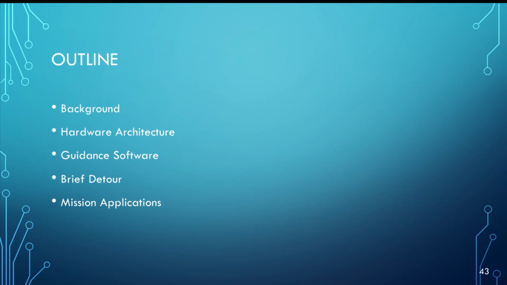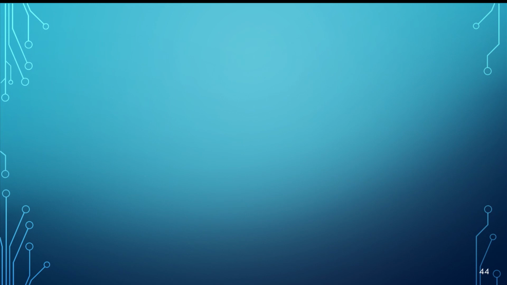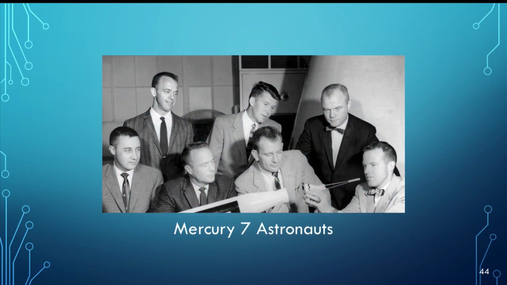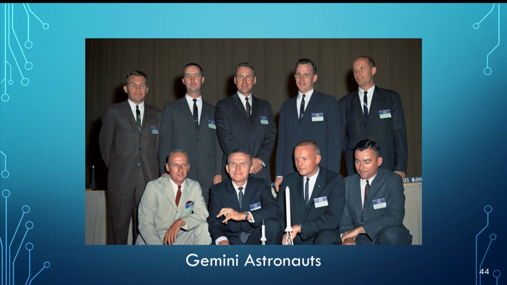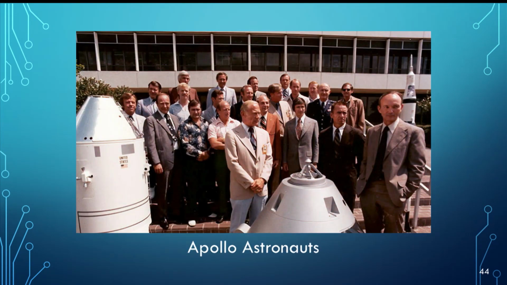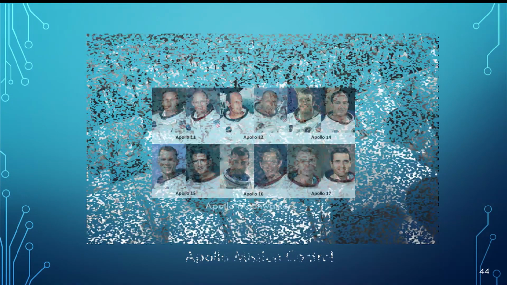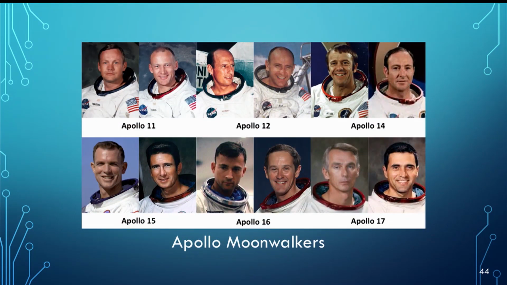I want to take a brief detour real quickly and talk about some of the historical context in which all this work occurred. I'll just go through several pictures here. This was the Mercury 7 astronauts. That was a spaceflight program that preceded Apollo. These are the Gemini astronauts, again, preceded Apollo. These are many of the main leaders on the Apollo GNC system. These are the Apollo astronauts, Apollo Mission Control. These are all the people that have ever walked on the moon.